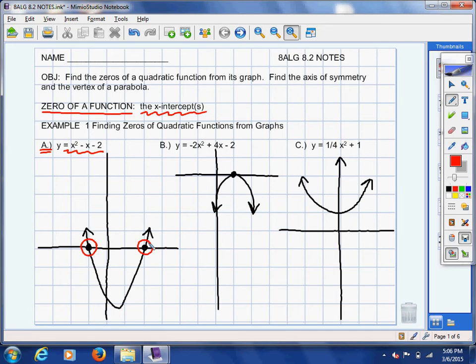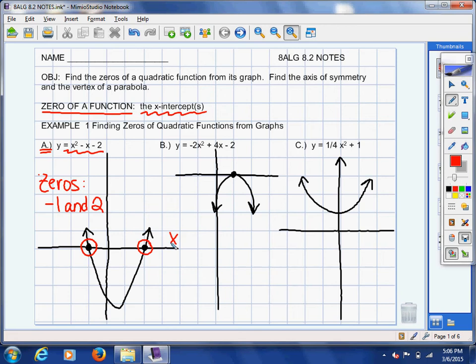So the zeros of this particular function are -1 and +2. So you don't have to write necessarily the name of the point, (-1, 0) and (2, 0). You could just identify it as -1 and 2. Okay, so this one had 2. Clearly crosses the x-axis at 2 positions. Okay, so that one has 2 x-intercepts.